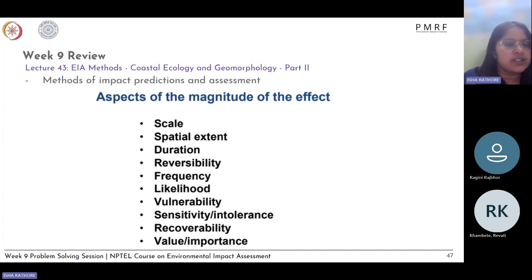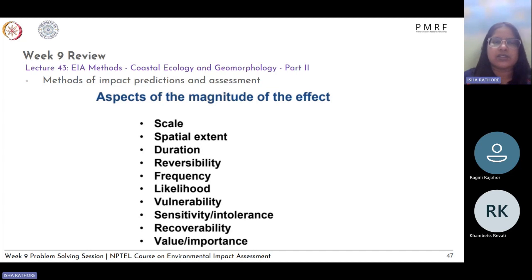What is the duration? Is it short lived, or is it a long term effect? Whether the impact is reversible or irreversible, what is the frequency of it happening, what is the likelihood of it happening if it's a risk related situation, the vulnerability of the different stakeholders or species which can get affected by that effect, the sensitivity or intolerance, recoverability, value or importance, whether it's affecting the value of the environment or not. So you assess the effect based on all of these parameters, and then you say which effect is more significant and critical, so that mitigation measures need to be undertaken for that, and things like that.